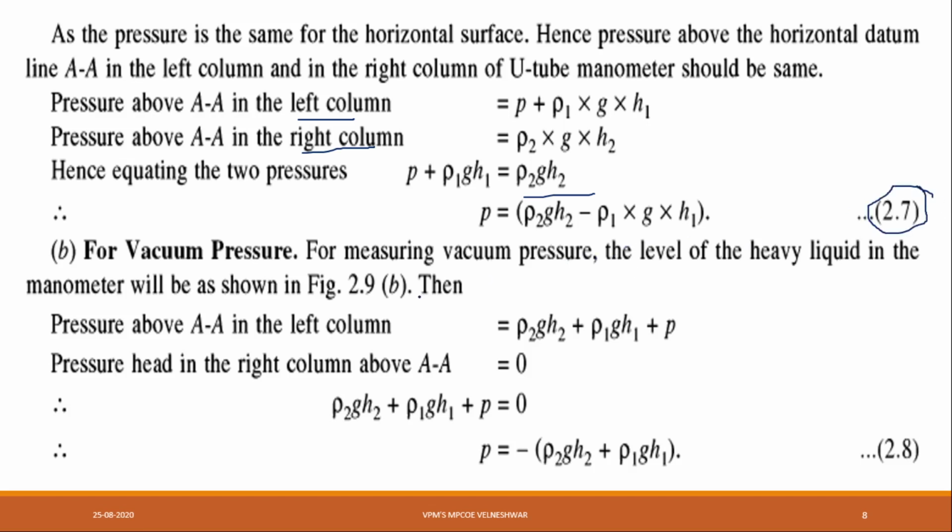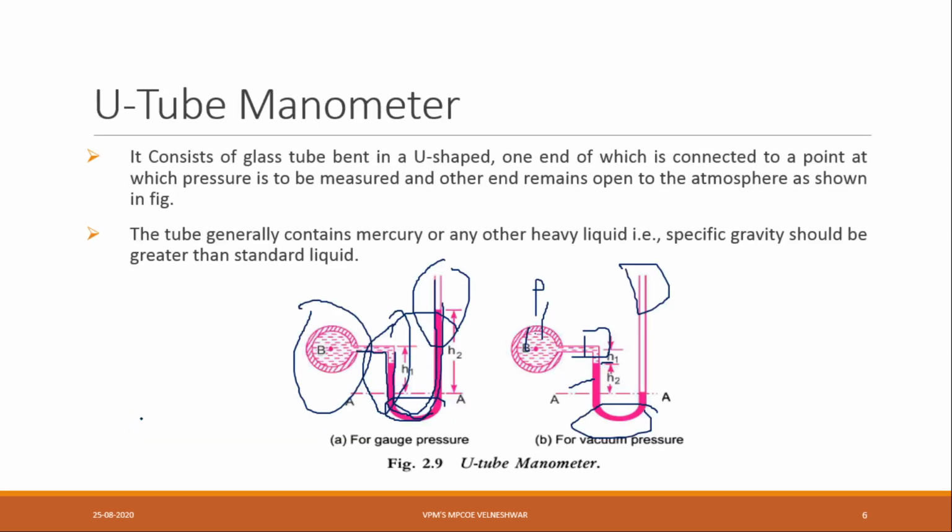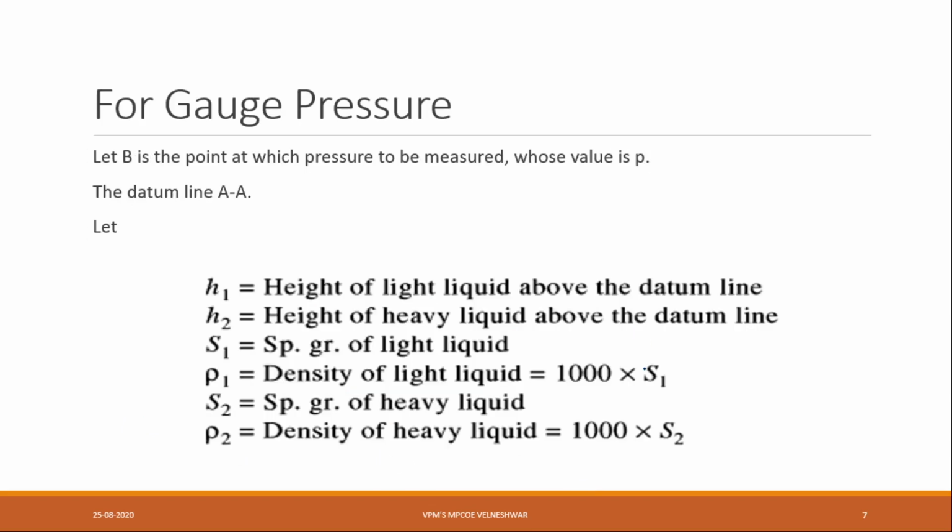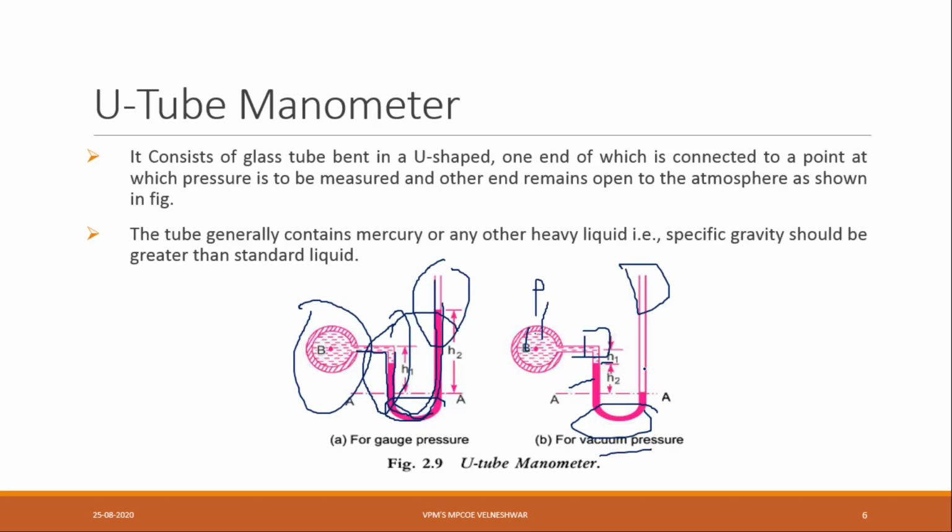Now for measuring vacuum pressure, the level of heavy liquid in the manometer will be as shown in figure 2.9. This is our gauge pressure and this is our vacuum pressure. Why? Because here there is no liquid. If there is no liquid, then we can call it vacuum pressure. Now, what will be the left column? P plus rho 1 g h1 minus rho 2 g h2.